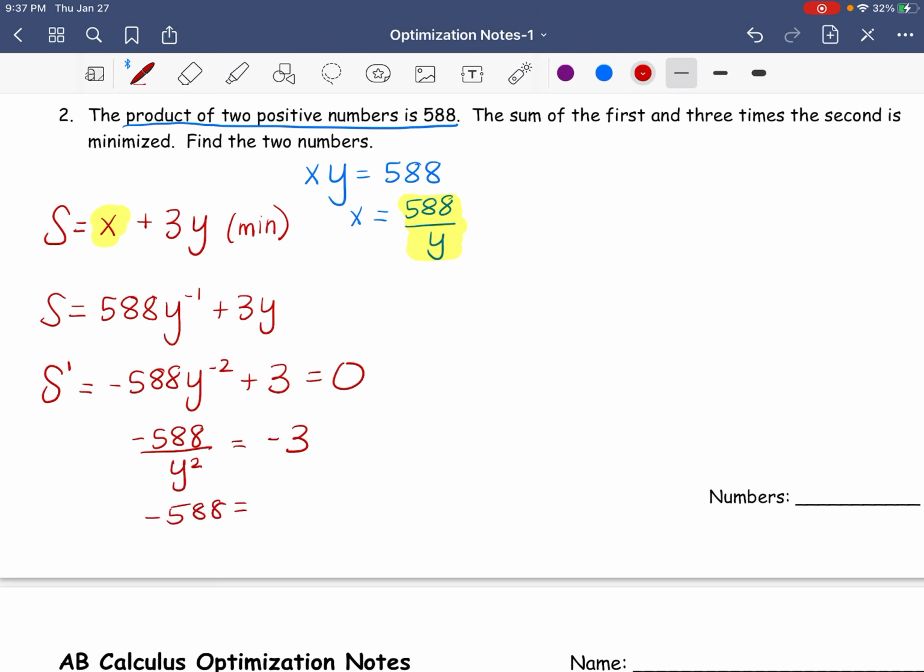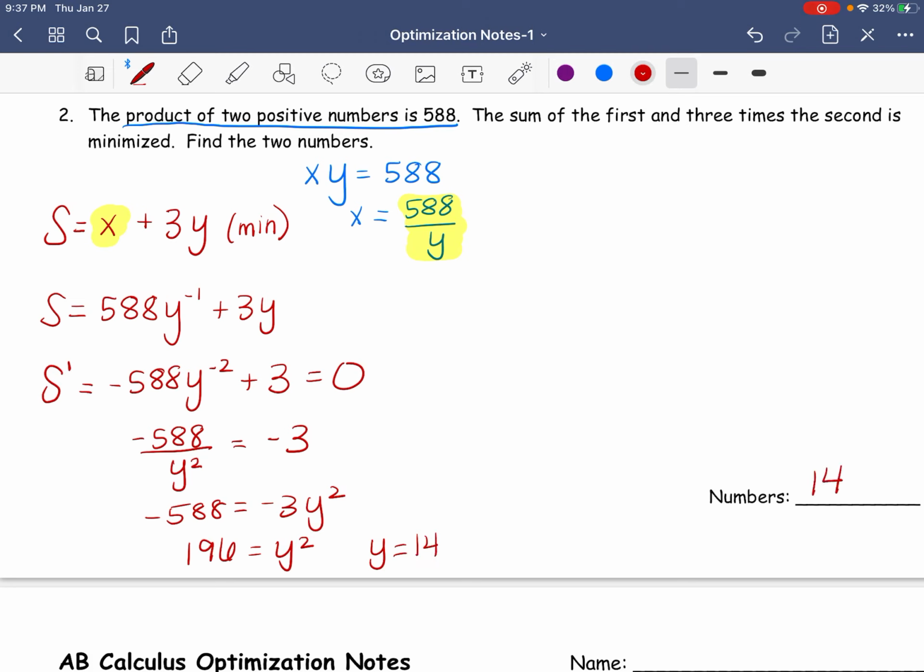Multiply both sides by y squared. Divide both sides by negative 3. And take the square root. And the square root of 196 is 14. Normally we would put plus or minus, but remember up top, it says we're dealing with positive numbers. So we're going to have that y equals 14. That's going to be one of my numbers.